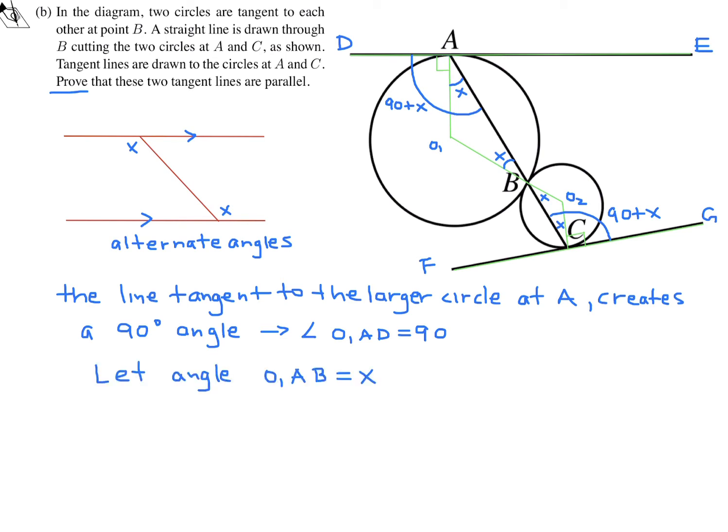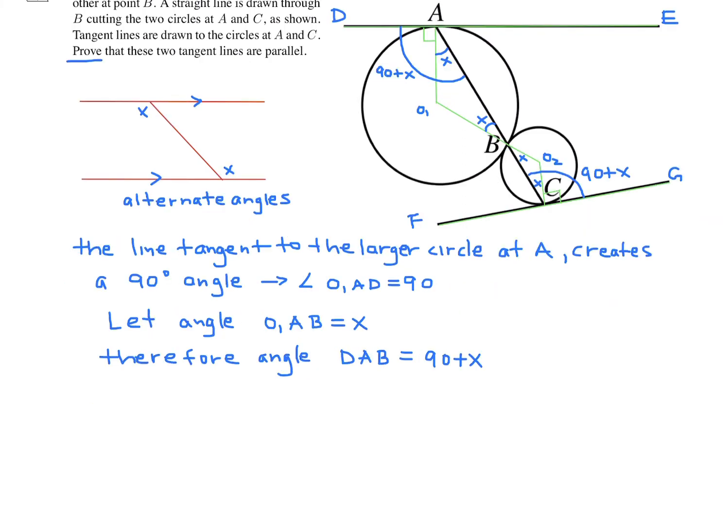Let angle O1AB equal x. So this angle right here. And therefore, angle DAB will be 90 plus x. Now we start talking about the isosceles triangles and the fact that if you have an isosceles triangle, the other angle will be the same.